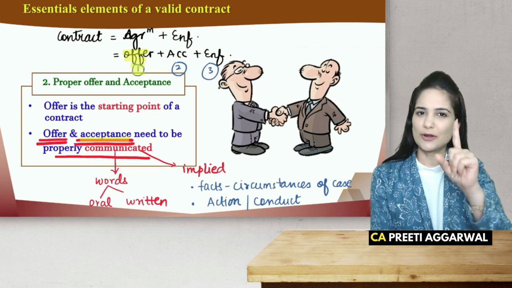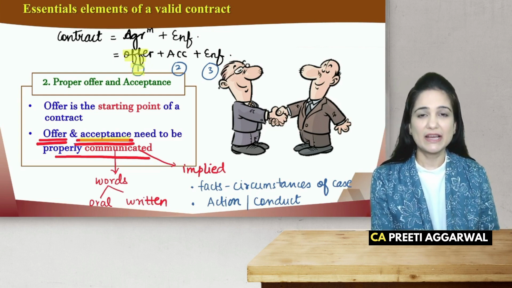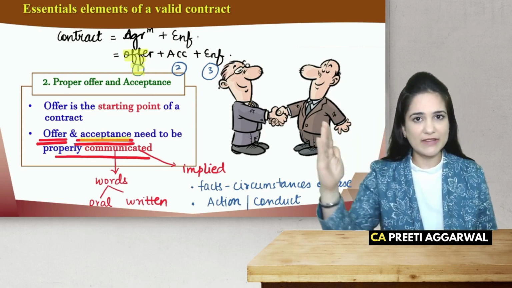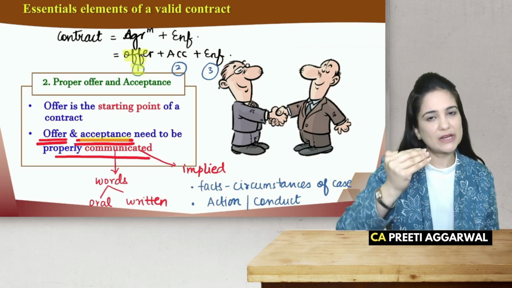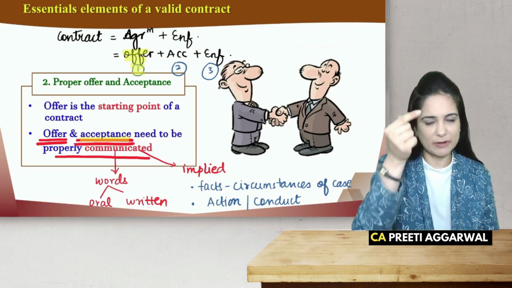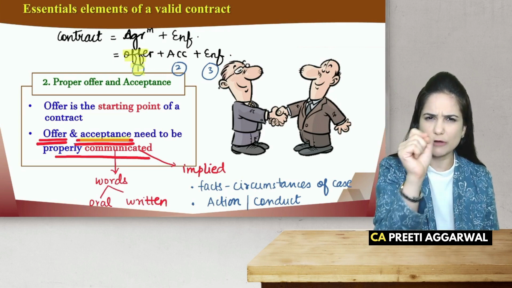So students, in your notebook, you will now give the heading as second element, proper offer and acceptance. Underline that, leave that line, write the explanation from the next line. Like how I have written. Proper offer and acceptance, underline. From the next line, you put a bullet point or you write small 1 or A.